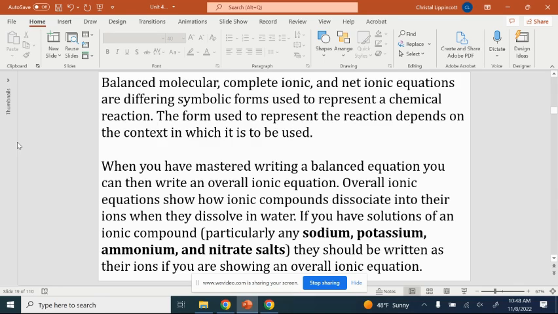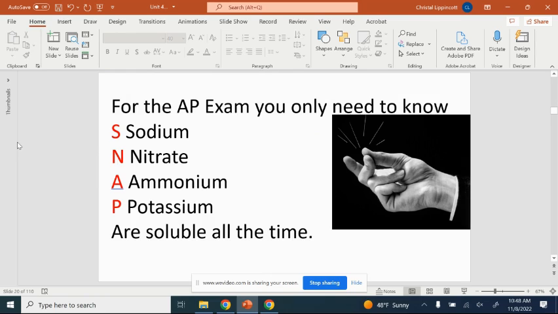Remember, SNAP. S-N-A-P. These are always soluble, okay? Sodium, nitrate, ammonium, and potassium. Okay. You could also, if you don't want to remember SNAP, remember SNAC if that helps, since this is K on the periodic table. Okay? So either snack or SNAP. I like snack. Okay? But it could be phosphorus. These are always soluble. These are the ones that you have to know for the AP exam. They are the only ones that you have to know.